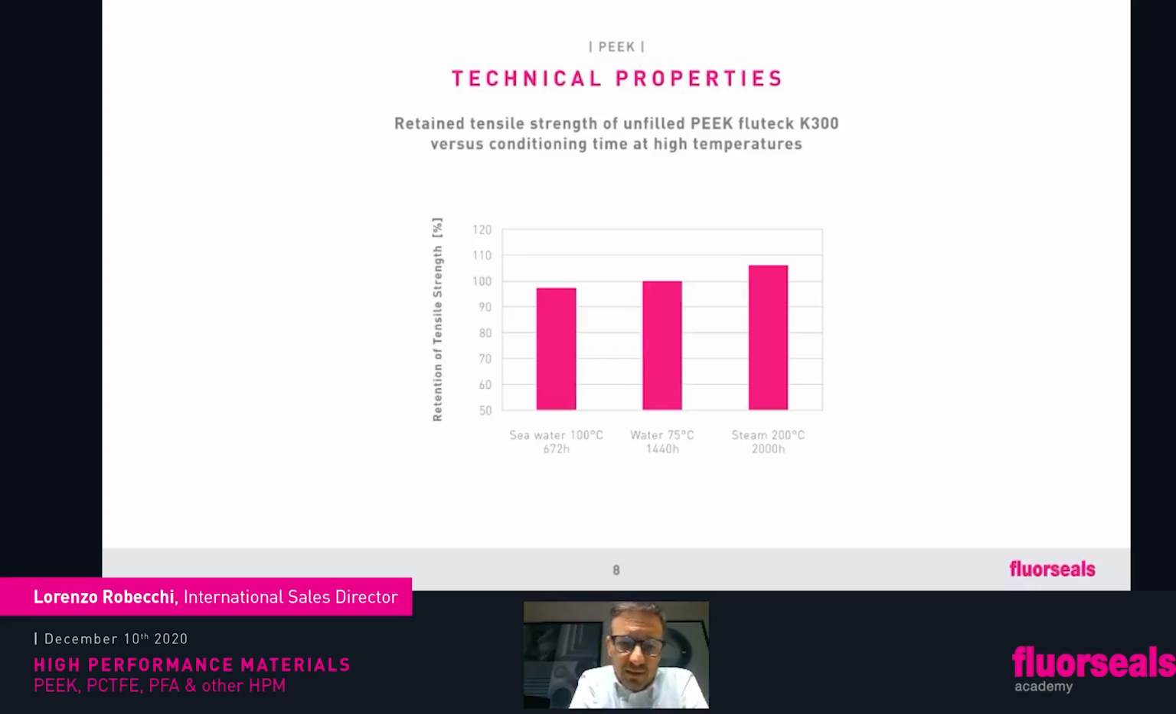If you put PEEK, let's go to the left, in seawater, which is chemically aggressive, what happened? The performance is quite challenging anyway, because we have 100 degrees seawater for 672 hours. You have a slight decrease in tensile strength, but yet look at the performance. After all this time, it retains almost all its tensile strength.